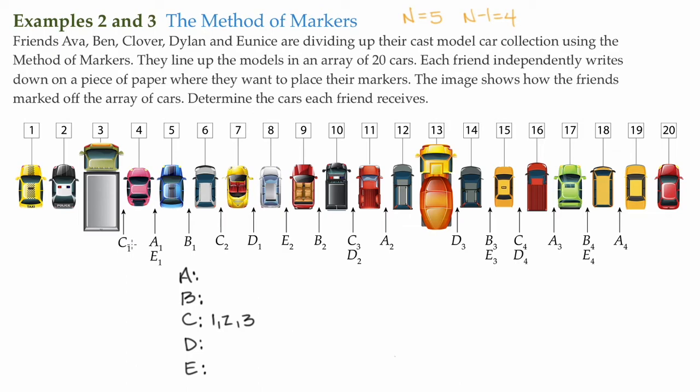We then continue down the array until we come to the second marker set, and again, that's Clover right here, but Clover was awarded the first section. So we go down to the next second marker set, and that's Eunice right here. So then Eunice is awarded all the cars between her first marker, this one right here, to her second marker. So that's all of these. So then Eunice gets cars 5, 6, 7, and 8.